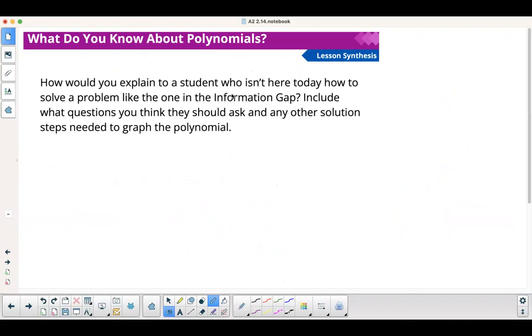All right. How would you explain to a student who isn't here today how to solve a problem like the one in the info gap, including what questions they think they should ask and any other steps needed to graph the polynomial?